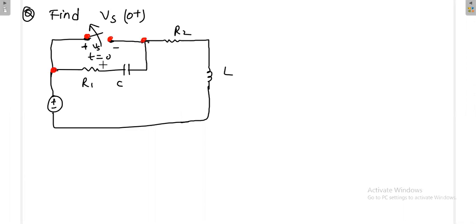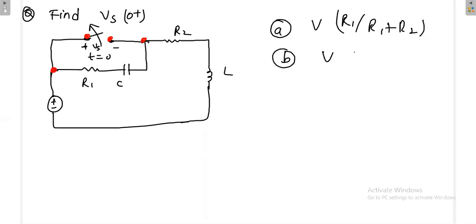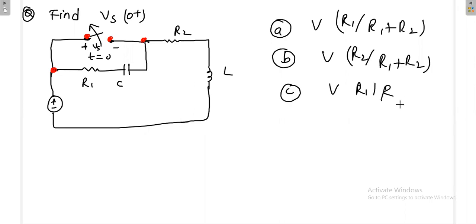They are interested in the voltage across both elements R1 and C. In general they ask for the voltage across C alone, but now they are asking combinedly for the voltage between these 2 points, which is the same as the voltage between the R1 and C. The options are: A, V = V R1 by R1 plus R2; B, V R2 by R1 plus R2; C, V = V R1 by R2; D, V = R2 by R1. Anybody, what is the voltage?